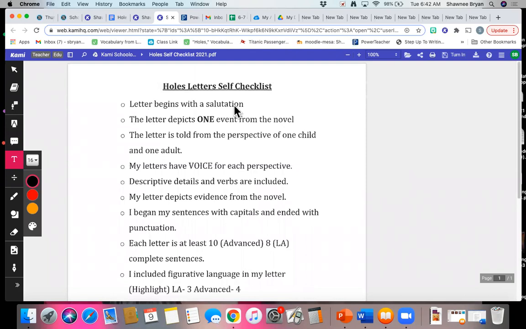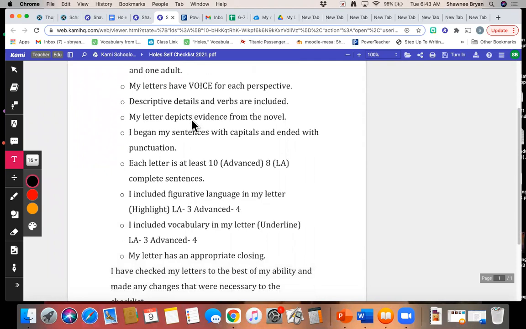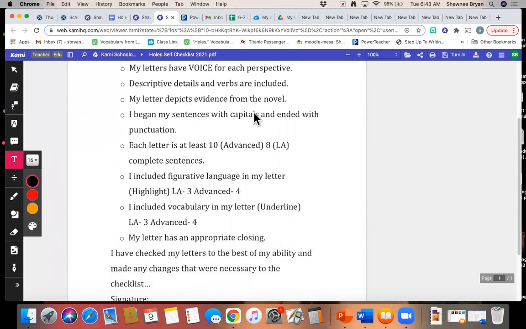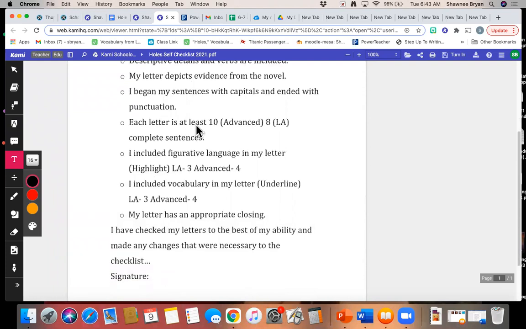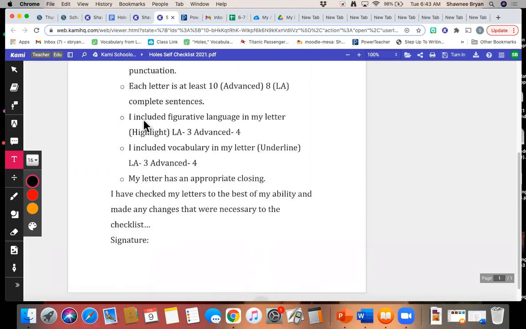So your letter begins with a salutation. You depict one event. It's told from the perspective of one child and one adult. They have voice, descriptive details, evidence from the novel. Sentences began with capitals and ended with punctuation. Each letter is at least, so we have 10 sentences if you are my advanced class, so that is 6th hour and 7th hour, and then 8 sentences if you are any other hour per letter.